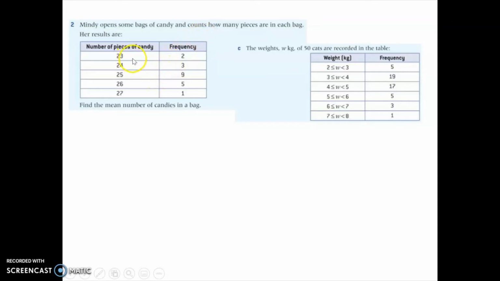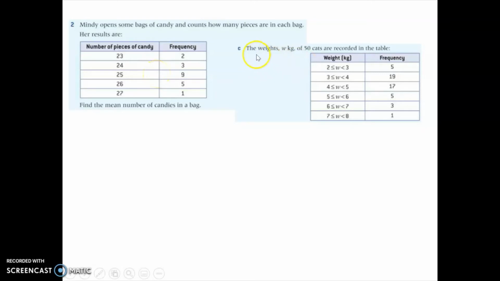So she finds that there are from 23 to 27 pieces in each bag of candy. 2 bags have 23 candies, 3 bags have 24 candies, 9 bags have 25 candies, and onwards here. So that is a frequency table.